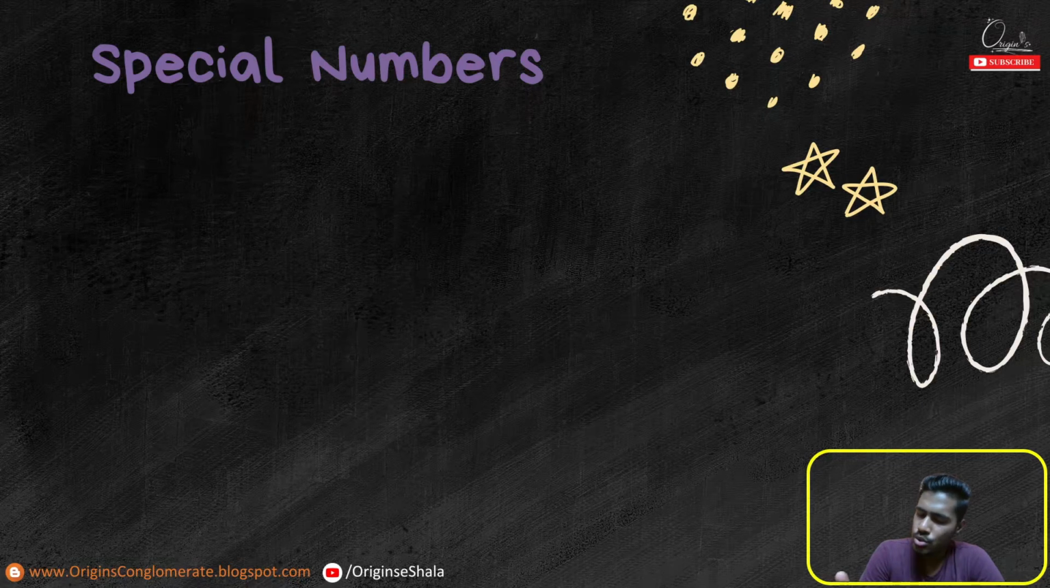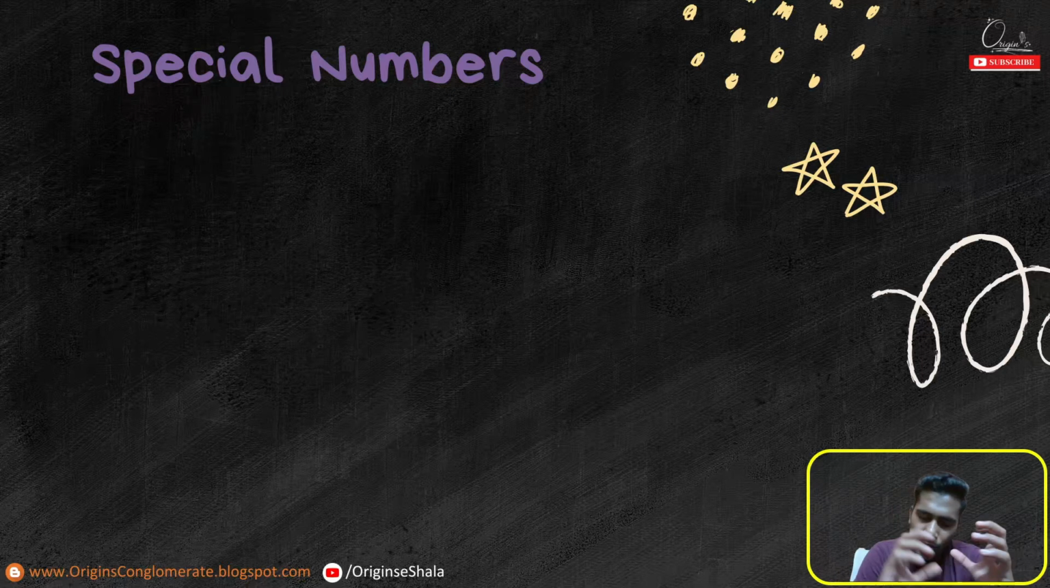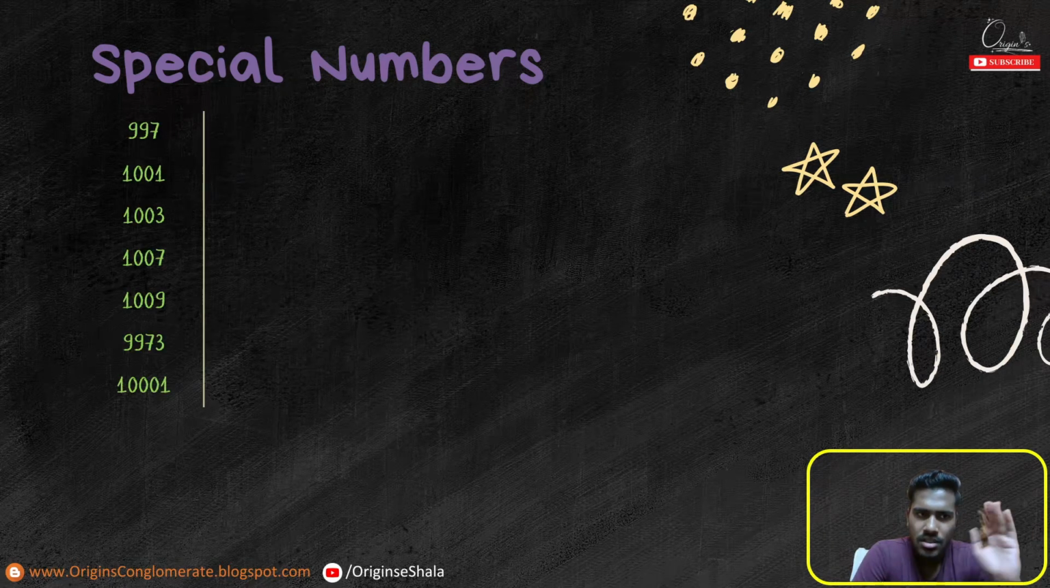Now for the last question of the day, before we jump into it, I will like to show you a few special numbers which are very often used in exams to waste your time. They are rather time bombs. When you try to solve questions involving these numbers, they will directly consume a lot of your time if you don't know about them beforehand. And here are these numbers: 997, 1001, and all of this.